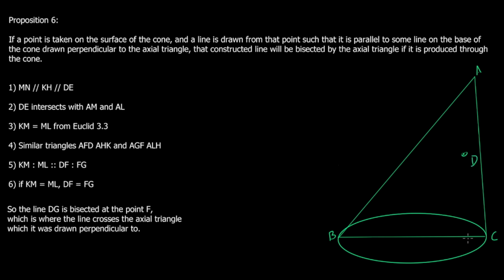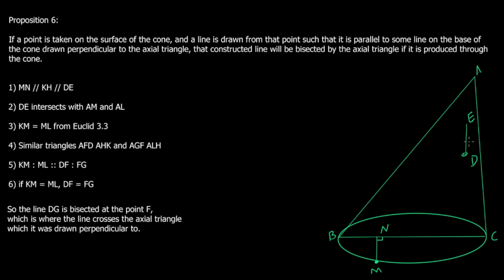We also must pick a random point M on the circumference of the base of the cone. And from M, we will construct a line MN, which is perpendicular to the base of the cone. Then from D, we will construct a line DE, which is parallel to the line MN. And DE, where E is any point along this line extended. So this is our construction at the start of the proposition.